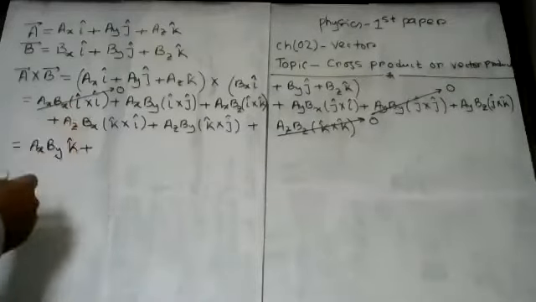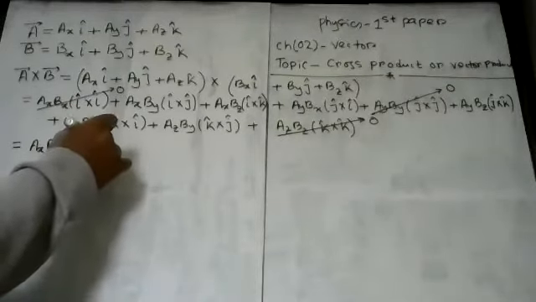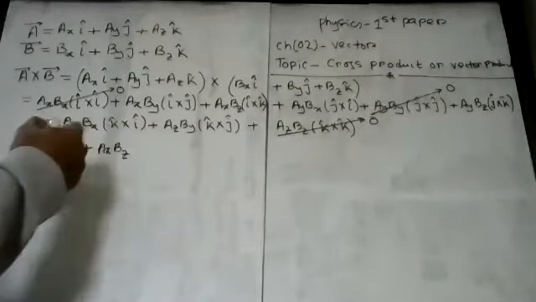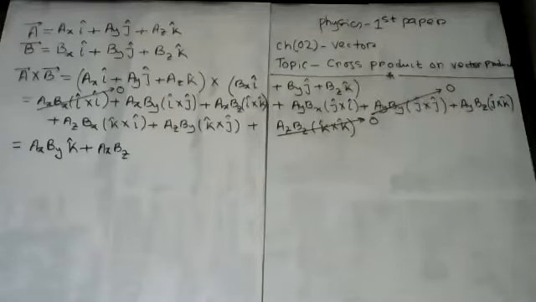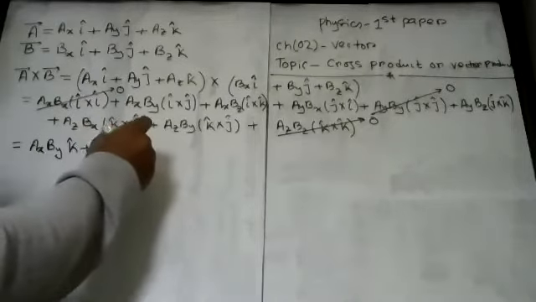Now, my student, the next one: a x bz. i hat cross k hat will equal, my student, minus j hat. Very good. This is minus j hat.